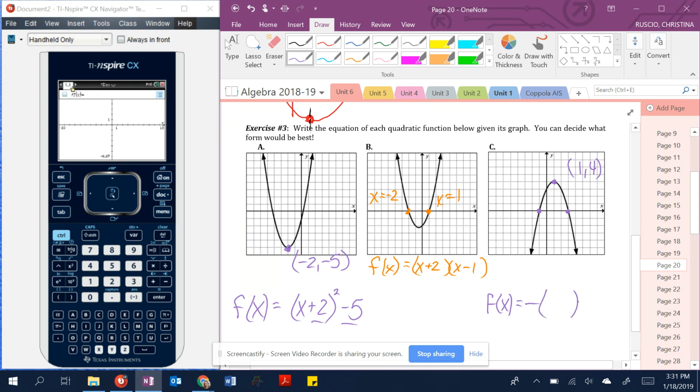All right, let's shift this. It's 1 to the right, so it would be x minus 1. Yes, you are right. And 4 up from the origin. Remember, that's where the shifting is happening from. So that means it would be plus 4.